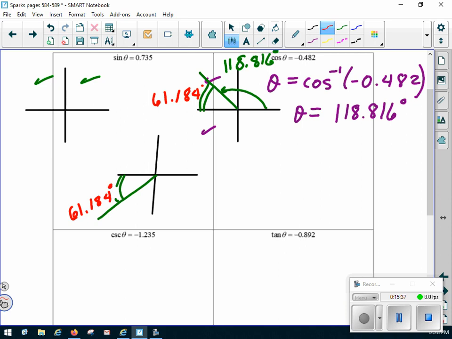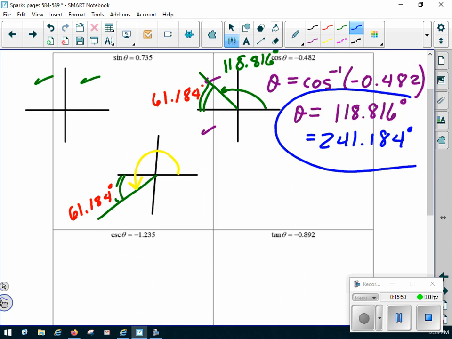61.184. So what is my quadrant 3 angle? 241.184. And how'd you get that? Luke, how'd you get that? Found the 61.184 and added that to 180. Perfect. Found the reference angle and added it to 180. There are your answers. Is anything bugging you so far?